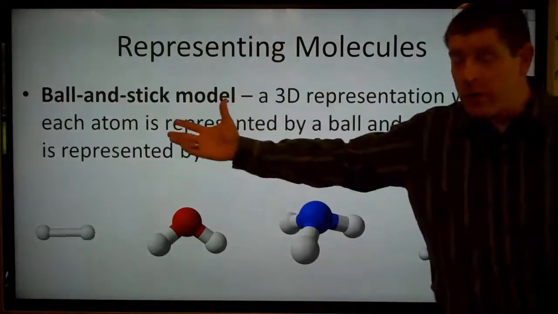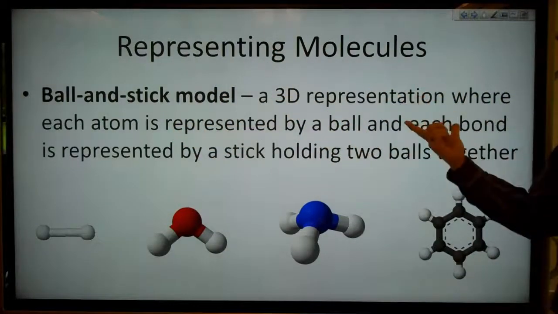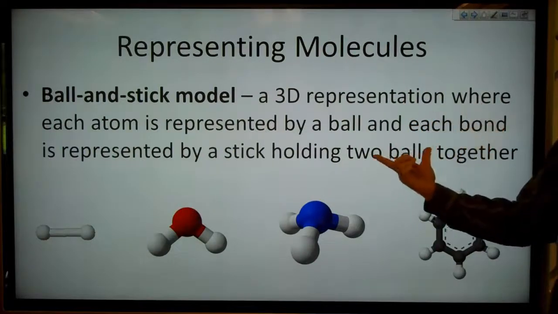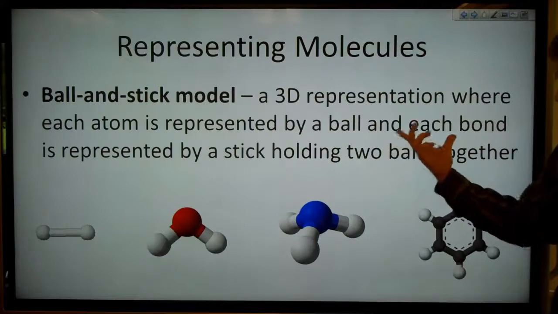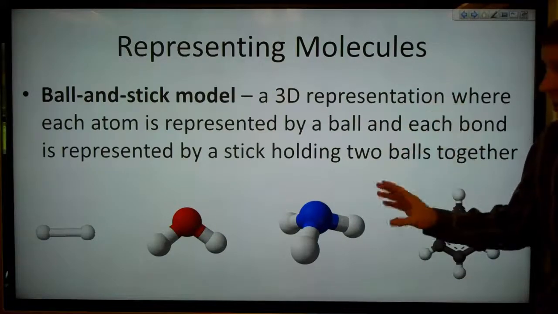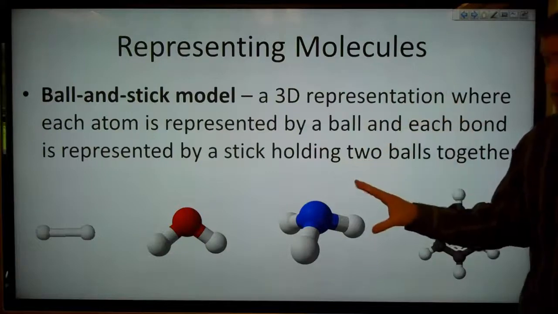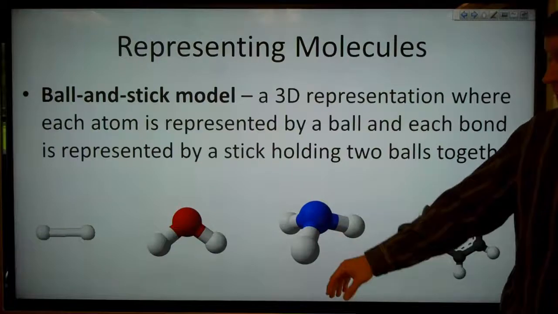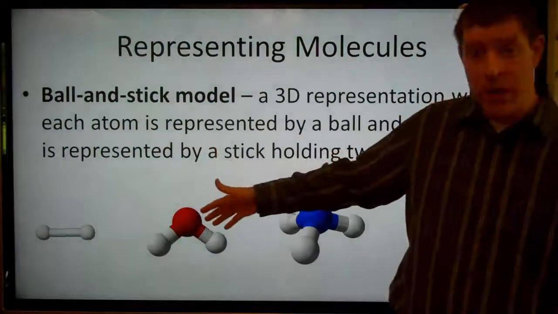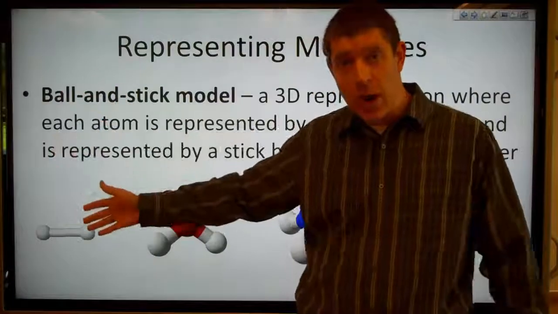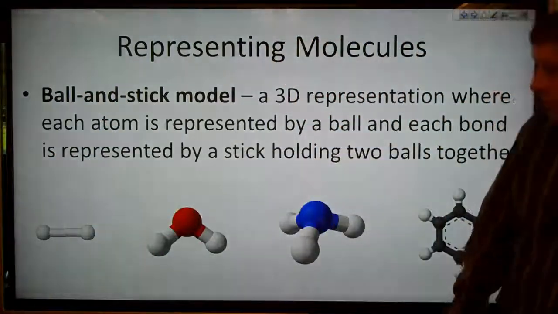All right, a third way is with a ball and stick model. This is a three-dimensional representation where each atom is represented by a ball and each bond is represented by a stick, holding two of the balls together. In this case, the ball and stick model should be geometrically correct. So when we have our water, it needs to be bent like this. Our hydrogen molecule, well, it's just 2 atoms connected together.